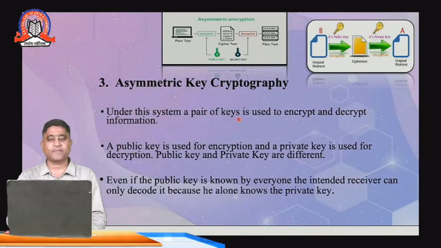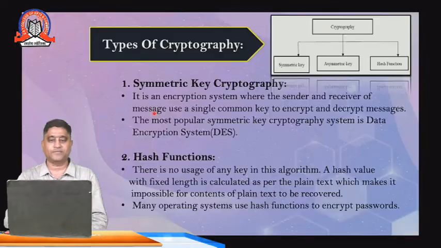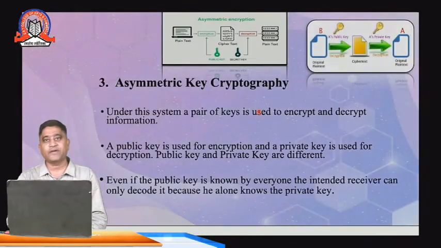Under this system, a pair of keys is used to encrypt and decrypt the information. So what is the main difference between the first type, symmetric key cryptography, and this one? In symmetric key cryptography there is one single common key, whereas in asymmetric key cryptography there is a pair of keys. Here is the main difference: the pair of keys is used to encrypt and decrypt the information. A public key is used for encryption and a private key is used for decryption.